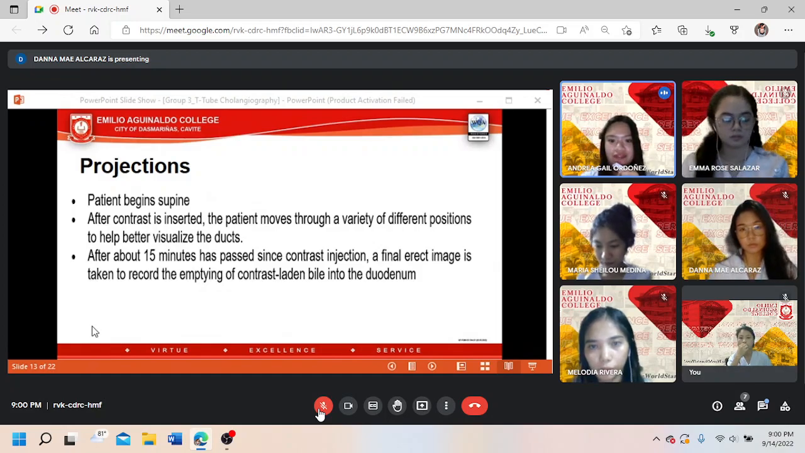And then after about 15 minutes has passed since the contrast injection, a final erect image is taken to record the emptying of contrast-laden bile into the duodenum.